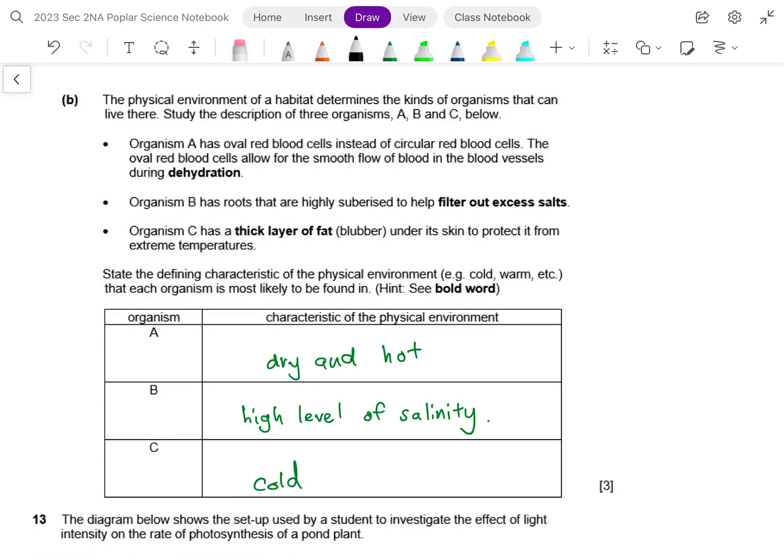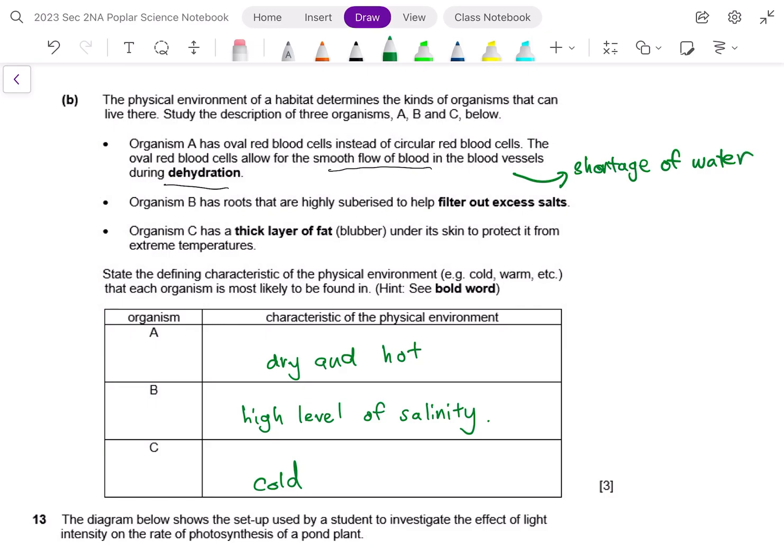So the physical environment of a habitat determines the kind of organism that can live there. So study the description of the 3 organisms A, B, and C below. So organism A has oval red blood cell, instead of circular red blood cell. So oval one helps to ensure smooth flow of blood during dehydration. So obviously, water is a physical factor of concern here. Something to do with shortage of water in the environment.